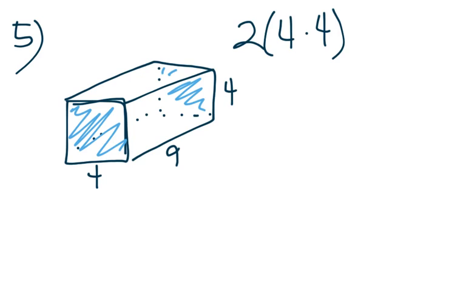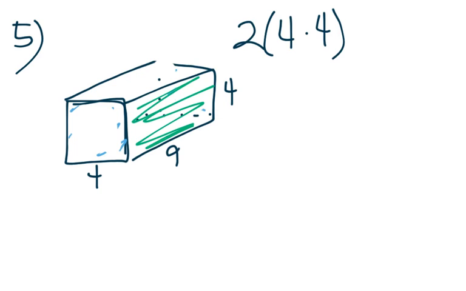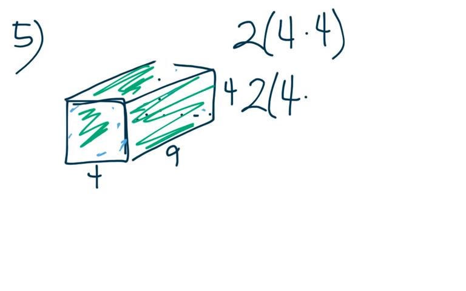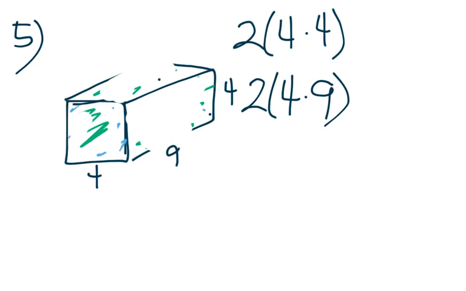Now let's erase the front and the back, and let's look at the sides now. These have an area of 4 times 9. So we will multiply 2 times 4 times 9. Okay, so that's for that side, and now we want to look at the top and the bottom.